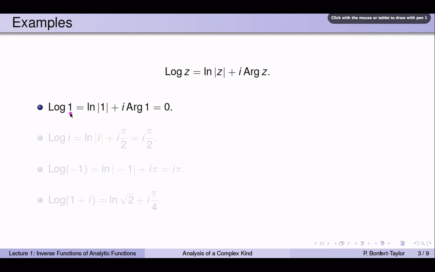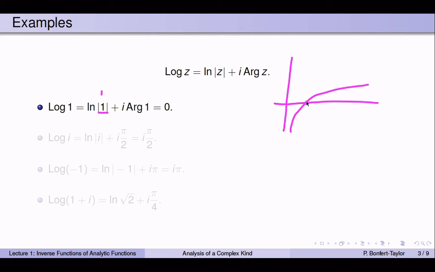What is the logarithm of 1, for example? Well, we have to take the natural logarithm of the absolute value of 1 plus I times uppercase argument of 1. The absolute value of 1 is simply 1. The natural logarithm of 1 is 0. Remember, the natural logarithm function looks like this. And it actually crosses the x-axis here at 1. So the natural logarithm of 1 is equal to 0.